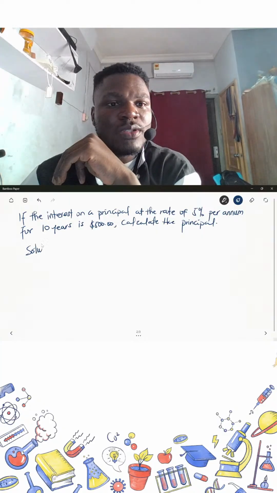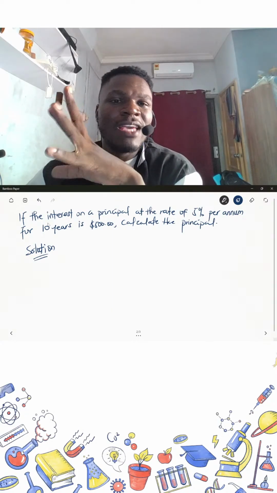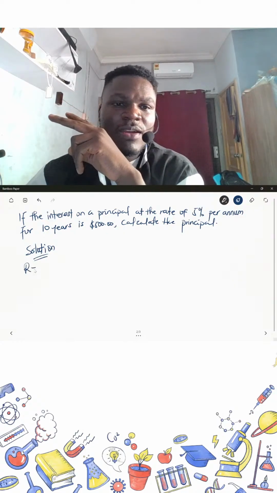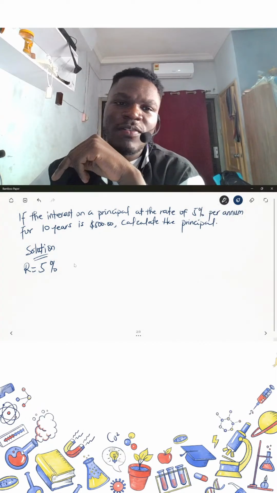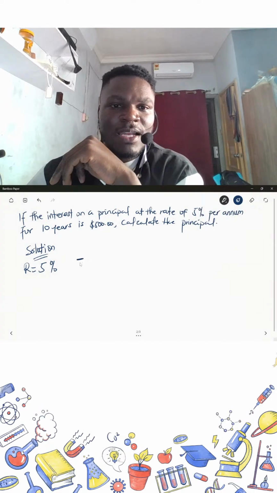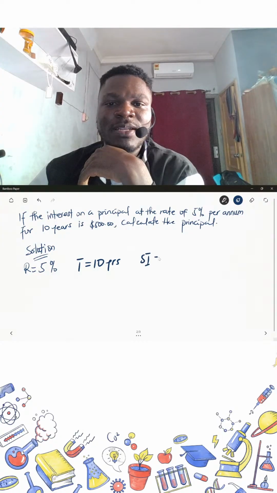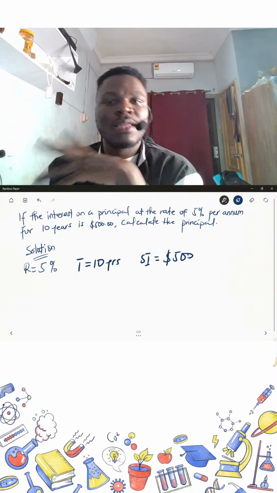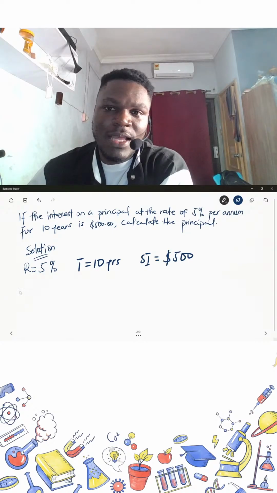So let's look at the solution to this problem. The question is saying that if the interest on the principal at the rate of 5%, so we've been given the rate to be 5%, and then the time is 10 years. We've also been given the simple interest, $500. This is the amount that was paid on top of the principal, so we have to calculate the principal itself.